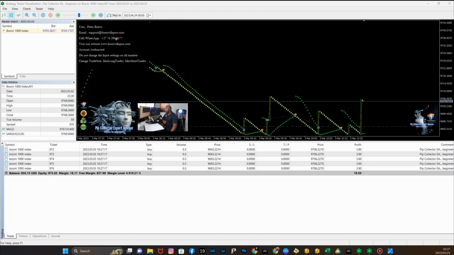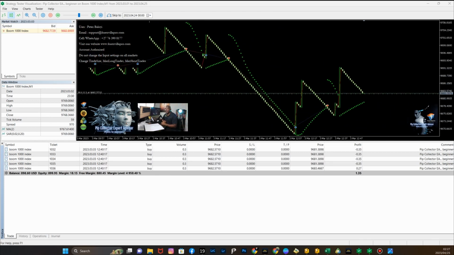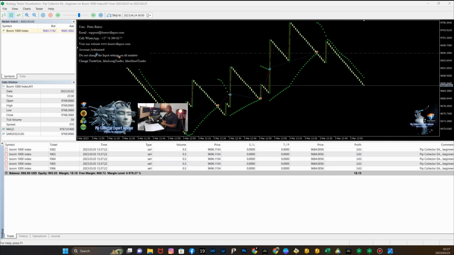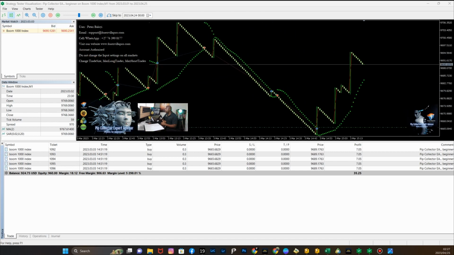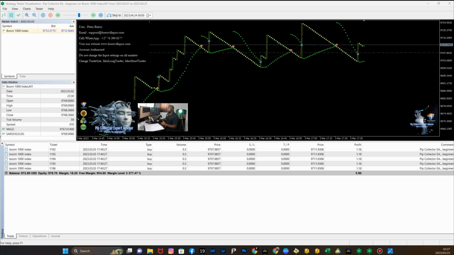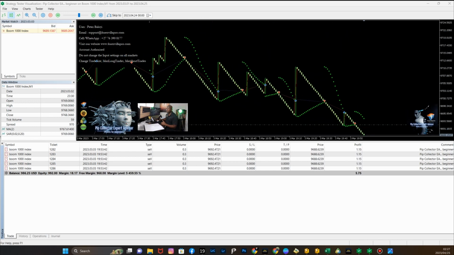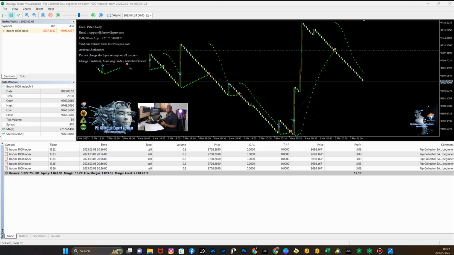So why did I make the system this way, guys? Strictly for beginners, simple as that. And it's quite profitable, as you can see right here on the screen. So last time when we did a test like this on Crash 1000, we ended up making 10.6 over 2 months.